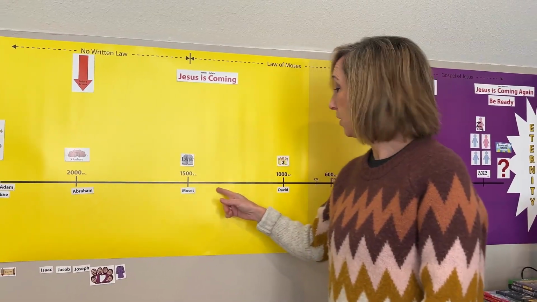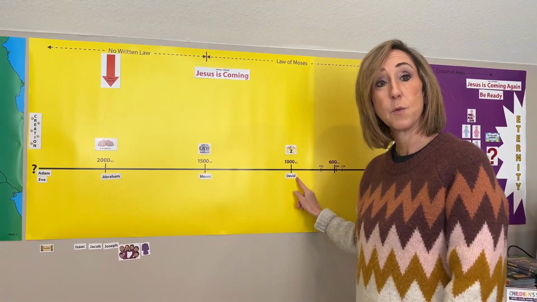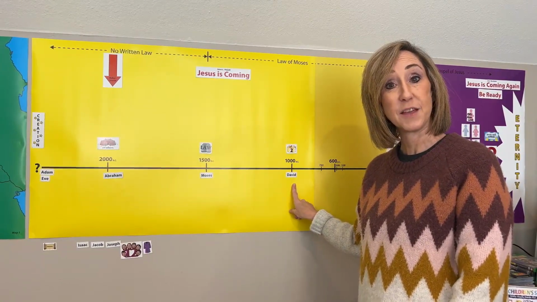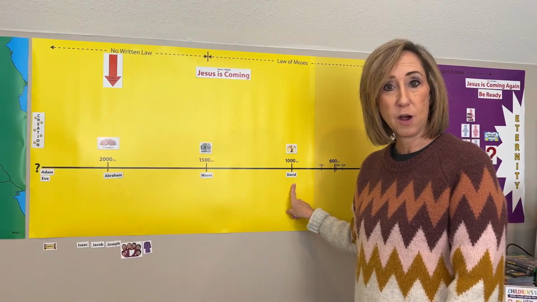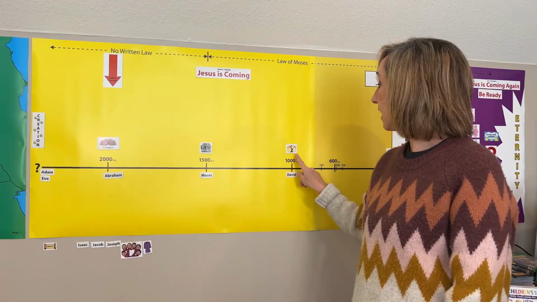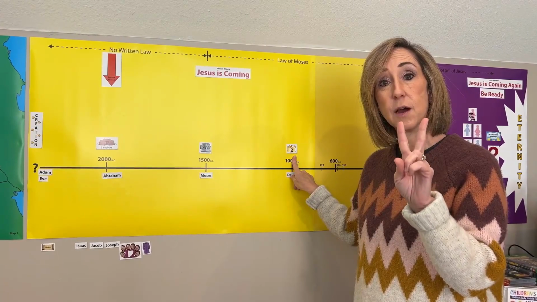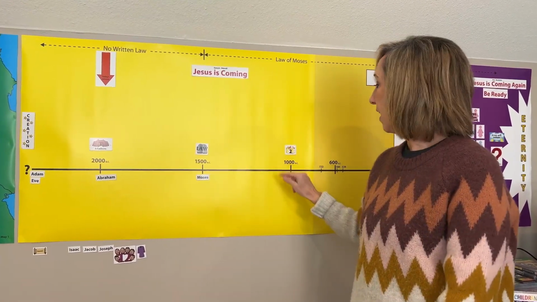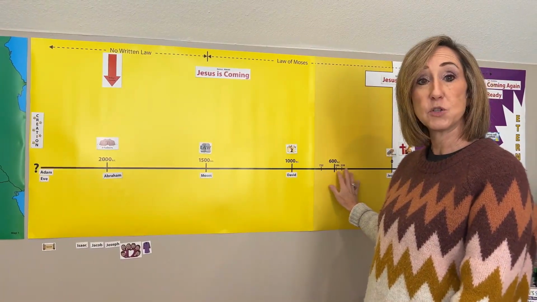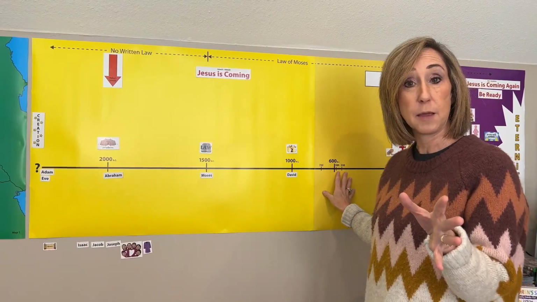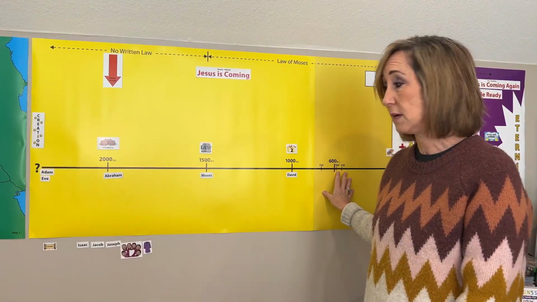Then, if we come on down our timeline to 1000 BC, we have an important character named David, and he was a man after God's own heart. And we have a crown with the number 2 in it because he was the second king of God's Israelite people. All right, then we have some other numbers down here that we have not labeled yet, but we will get to in other lessons.